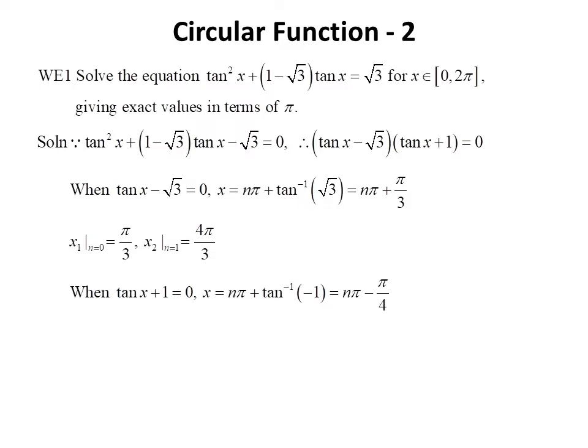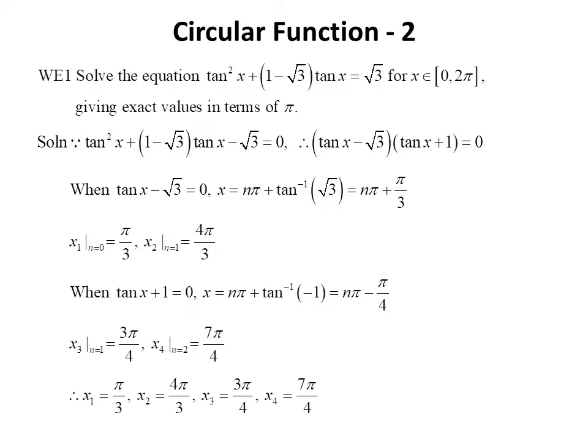When tangent x plus 1 equals 0, the general solution is expressed as x equals n pi minus pi over 4, where n is an integer. So x equals 3 pi over 4 or 7 pi over 4. In conclusion, x equals pi over 3, 4 pi over 3, 3 pi over 4, or 7 pi over 4.